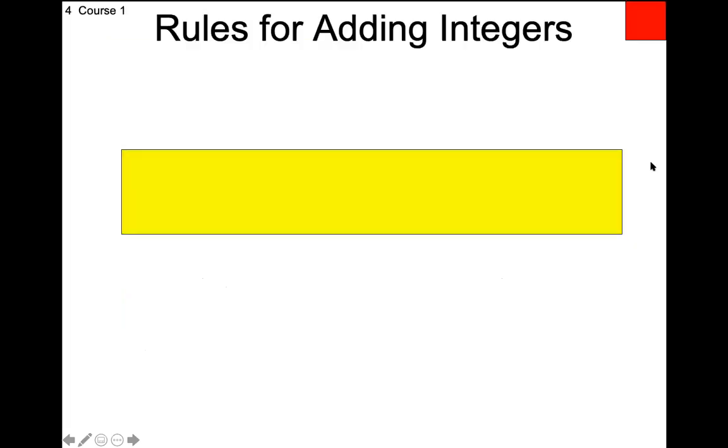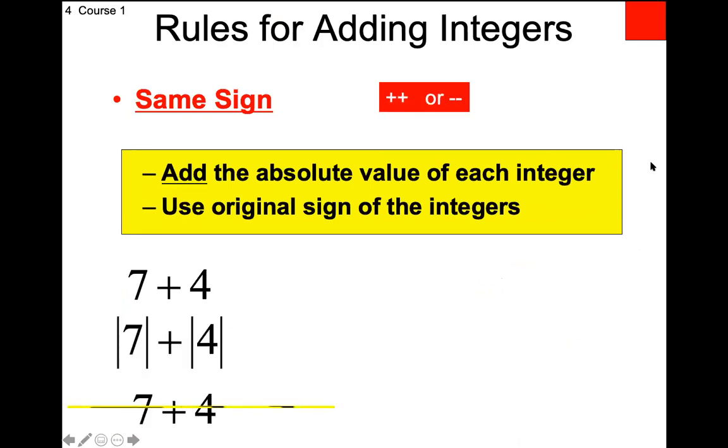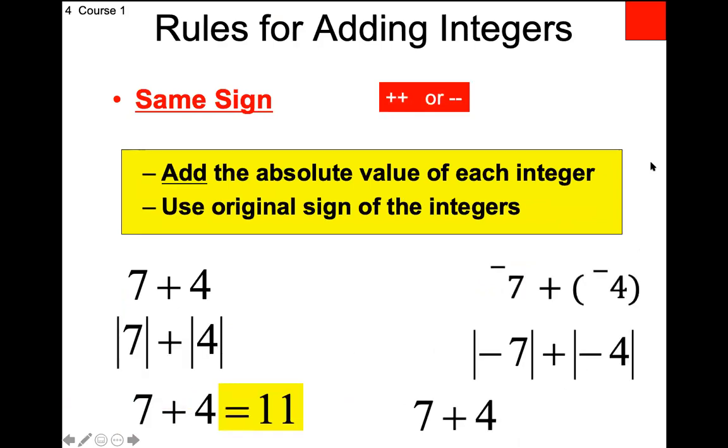So I want you to write down everything that's on this slide. I'll explain it here after I have everything here. This is going to be messy. So here's what it says. It says this is the rule for same signs.